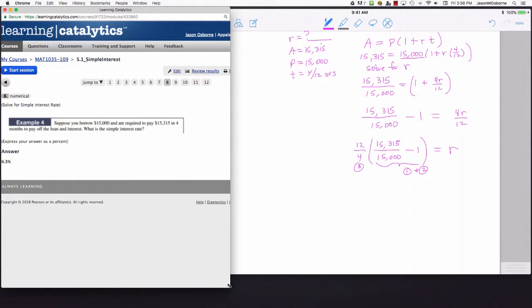15,315 divided by 15,000 gives you 1.021. You're going to subtract 1 from that to get 0.021. 12 over 4 is 3. So 0.021 multiplied by 3 gives you 0.063 for R. Now that's just the number for R. That will convert to a percentage by moving the decimal places to the right. 6.3% is the interest rate R. And that's what you could put in for your answer of 6.3%, which is the answer that is showing up down here in the lower left of the screen.